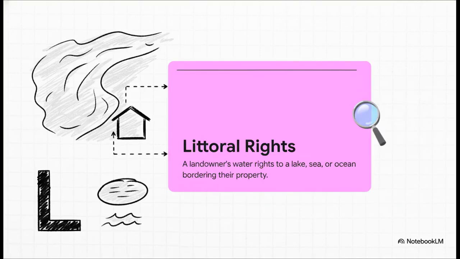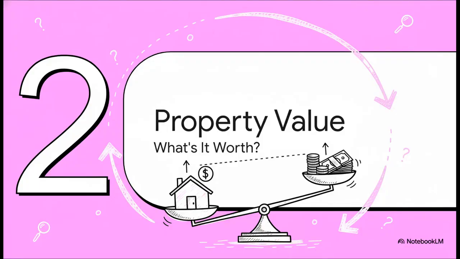All right, let's lock in a quick vocab term you absolutely have to know. Littoral rights. This is all about water rights for properties that are next to a big, static body of water. Think lakes or oceans. And hey, here's a super easy way to remember it. L for littoral, L for lake. Can't forget that. Okay, so we've covered what you own. Now let's get into what it's actually worth.